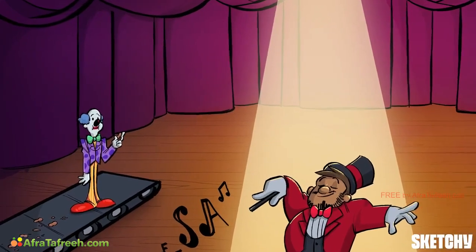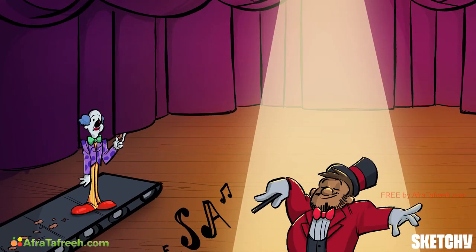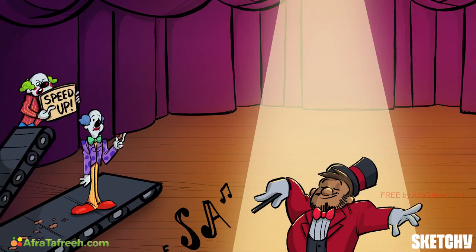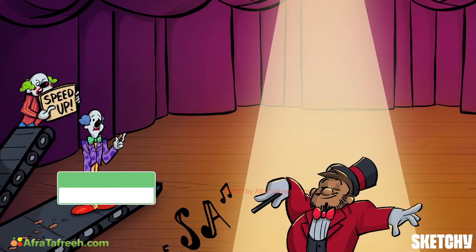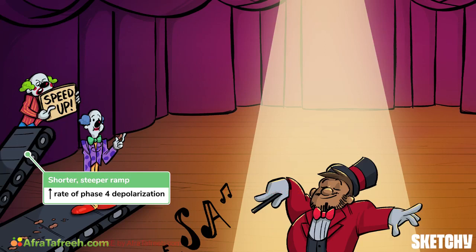To help illustrate this very important concept, let's send in the clowns! I always wanted to say that. Notice we have another clown here on an alternate treadmill that is markedly shorter and steeper than the ramp in the foreground. This shorter, more inclined ramp represents what the tracing may look like when we have an increase in the rate of phase 4 depolarization.